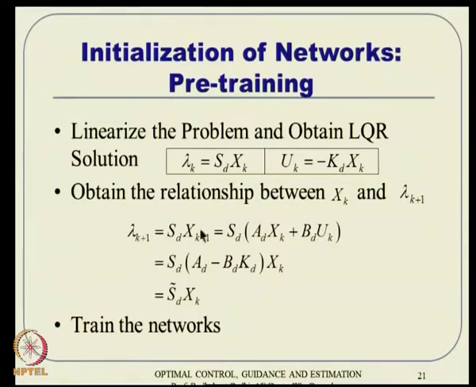That means lambda k plus 1 is nothing but this is a constant matrix SD into xk plus 1, but xk plus 1 you can substitute the state equation, linearized state equation, uk you can substitute back as a function of xk, and hence you will get something like lambda k plus 1 is a function of xk. So, using this relationship you can pretrain the networks and then go for the training actually.